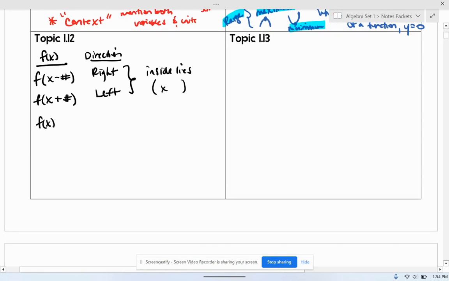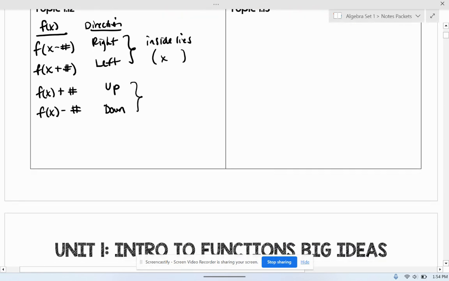When we have f of x plus some number and the number is all by itself outside, that is going to be a shift up. When we have f of x minus some number and the number is all by itself outside of the parentheses, that's going to be a shift down. And these signs don't lie. These are what you think. Positive is up, negative is down. Those make sense.